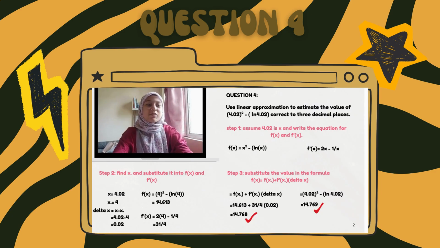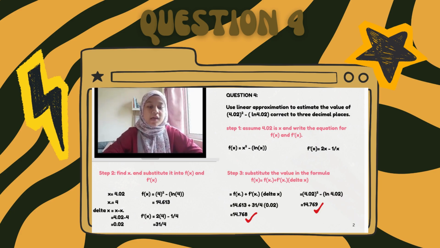Alright, so let's have a look at question 4. Question 4, we have to use linear approximation to estimate the value of 4.02 to the power of 2 minus ln 4.02 correct to 3 decimal places. So we're going to have to do a few steps in order to achieve this answer. Step 1 is to assume 4.02 is x and write the equation for f(x) and f prime(x). So f(x) will be equal to x to the power of 2 minus ln x. Meanwhile, f prime(x), we're going to differentiate f(x). So we're going to get 2x minus 1 over x.